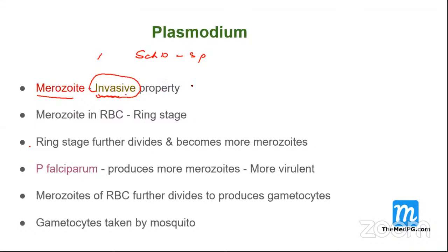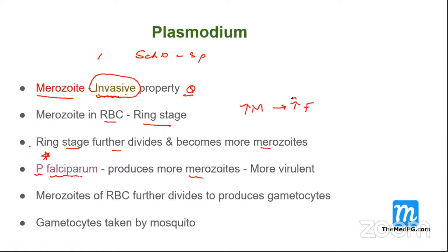This is one of the very important MCQ questions. Then after that, the merozoites in the RBC convert into the ring stage, and this ring stage further divides and becomes trophozoites, followed by the merozoites. And very important, why is Plasmodium falciparum highly virulent? It is basically because of the presence of a greater number of merozoites. So the greater the number of merozoites, the greater is the virulence of that particular Plasmodium. It is directly related to each other.